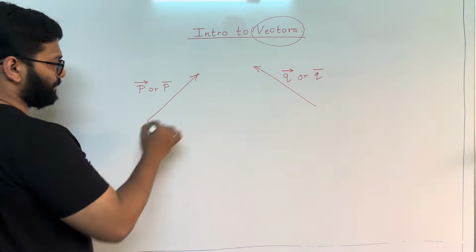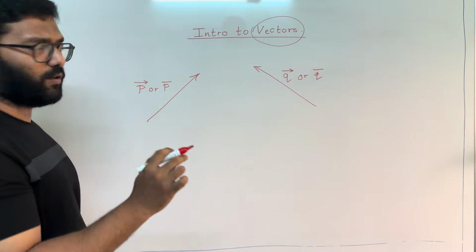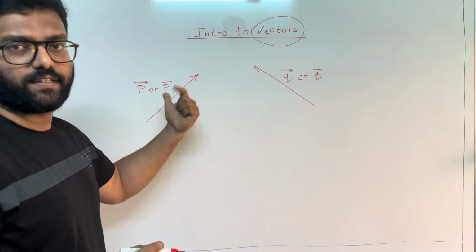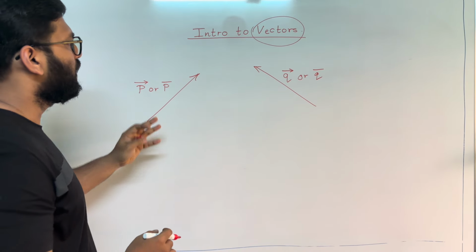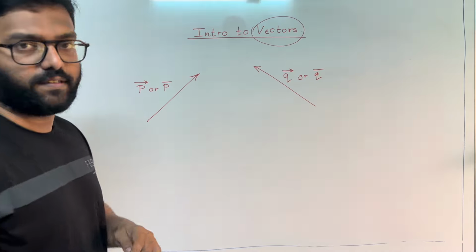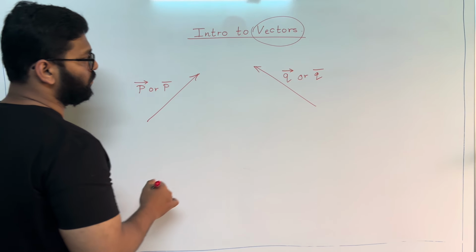Now in some textbooks they use bold letters because it is very difficult to type this p with the arrow on top of its head. It is very difficult to type this, but that's why people use bold letters in textbooks. Now here we will use the arrow.